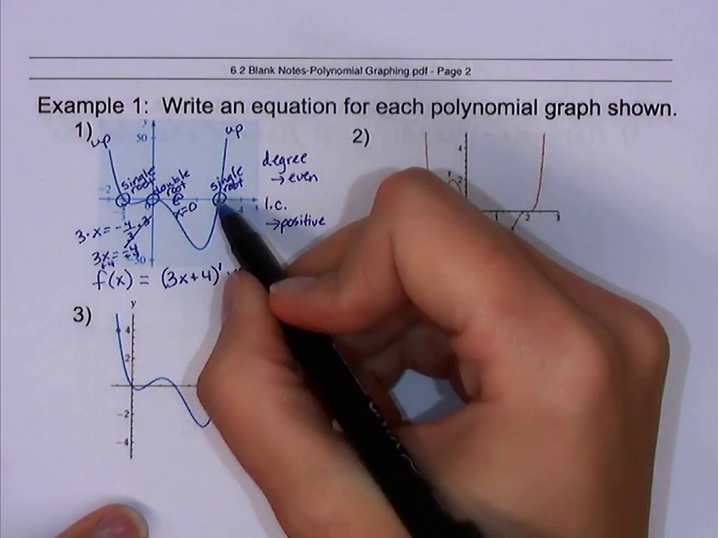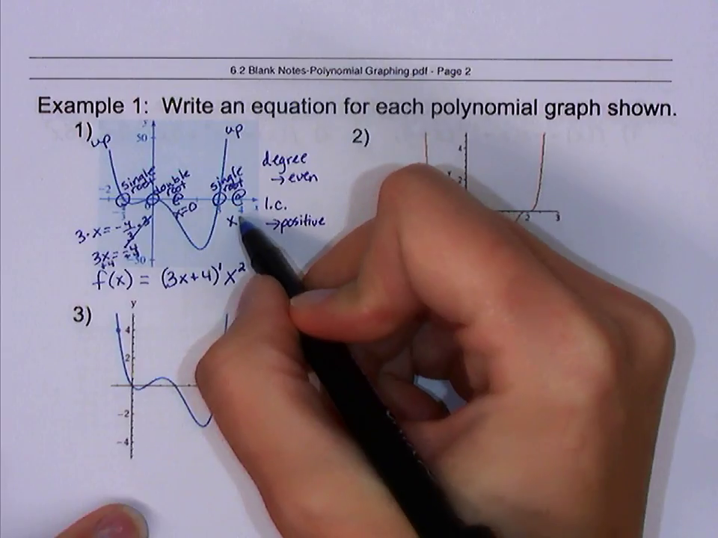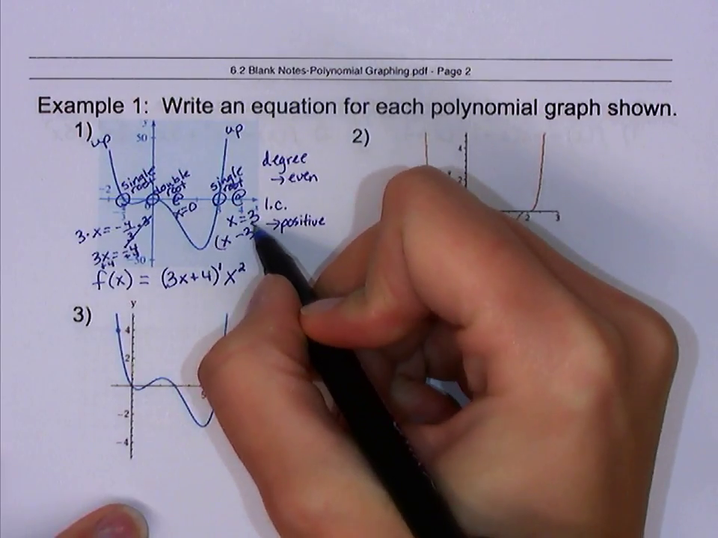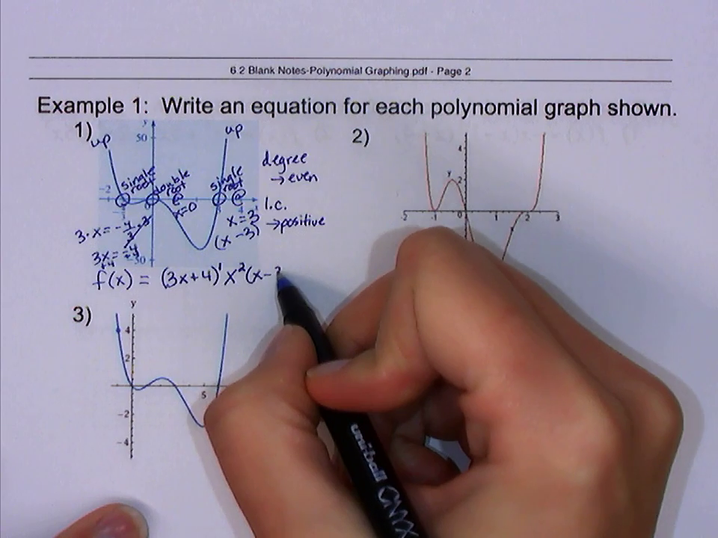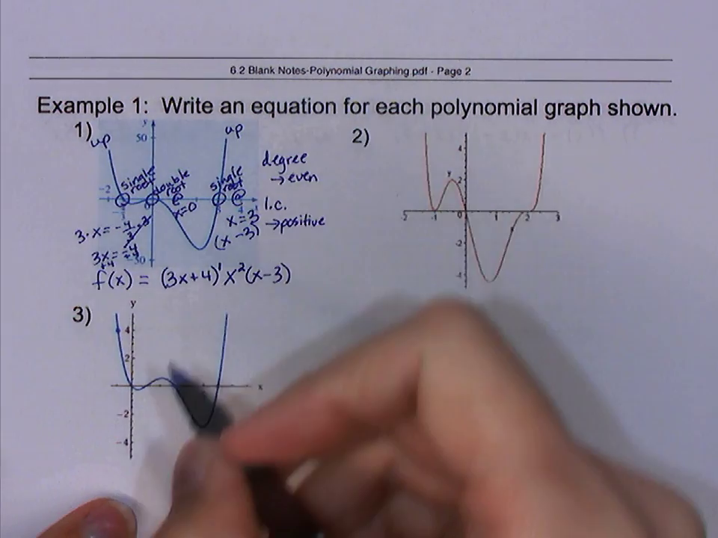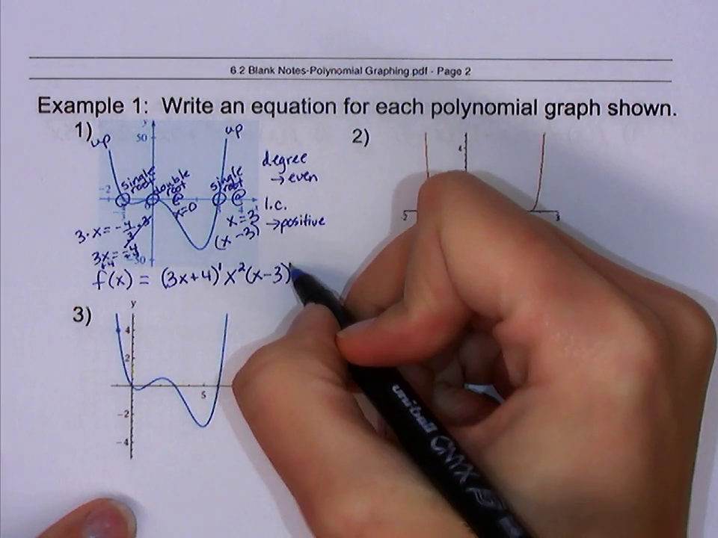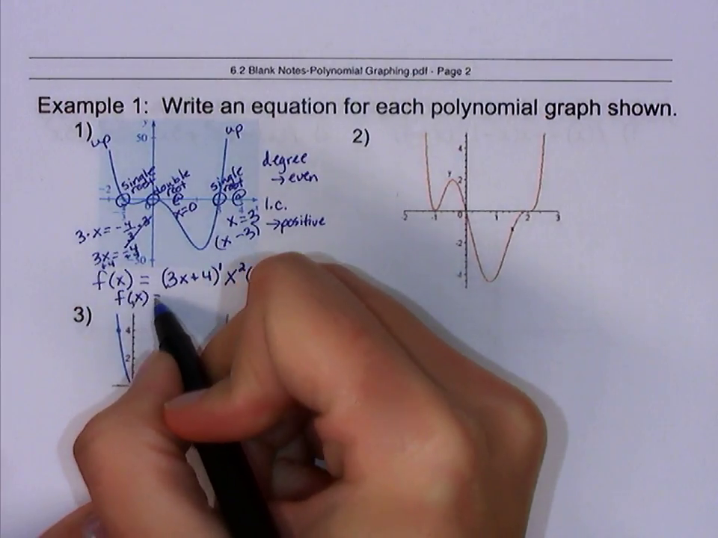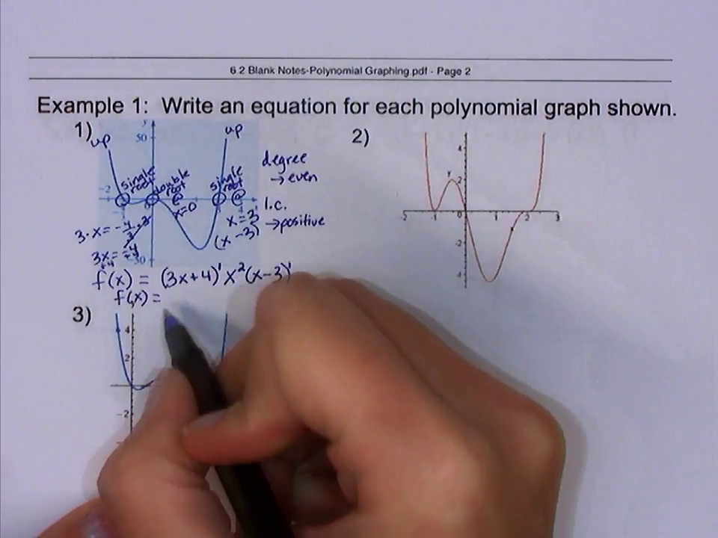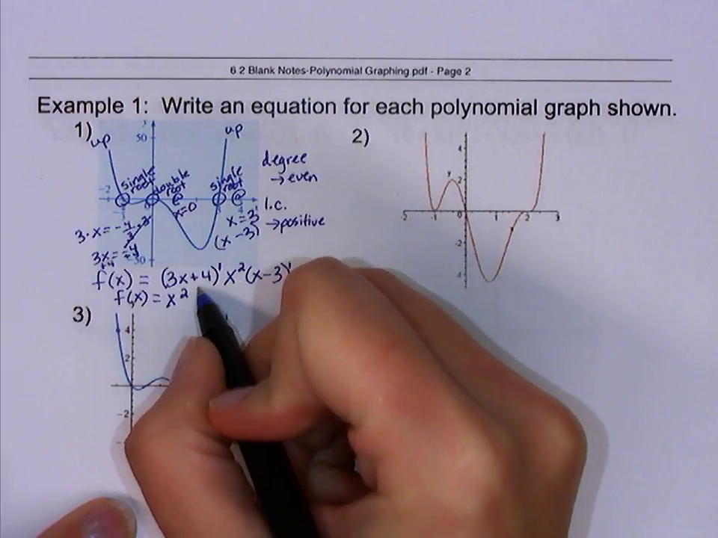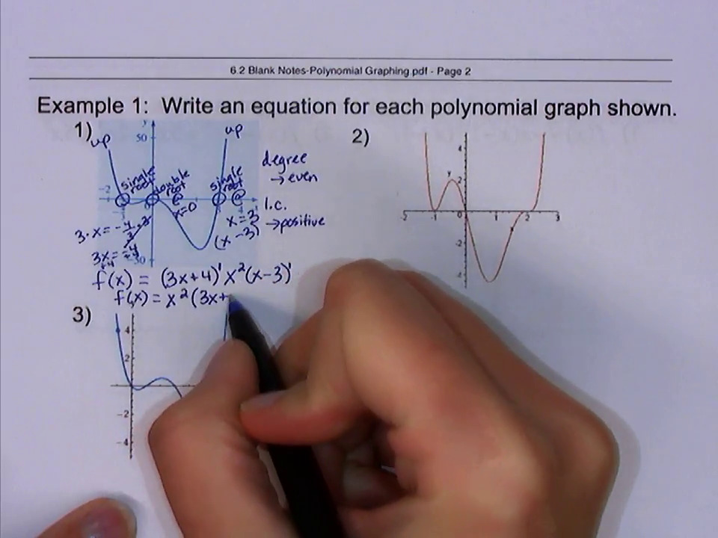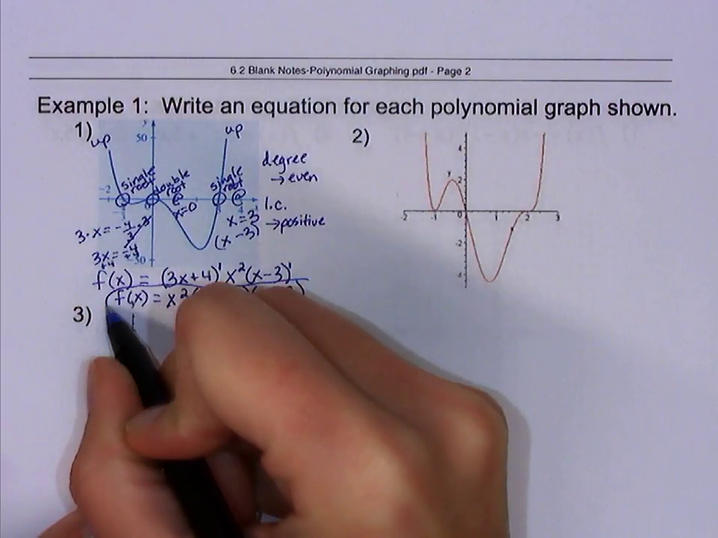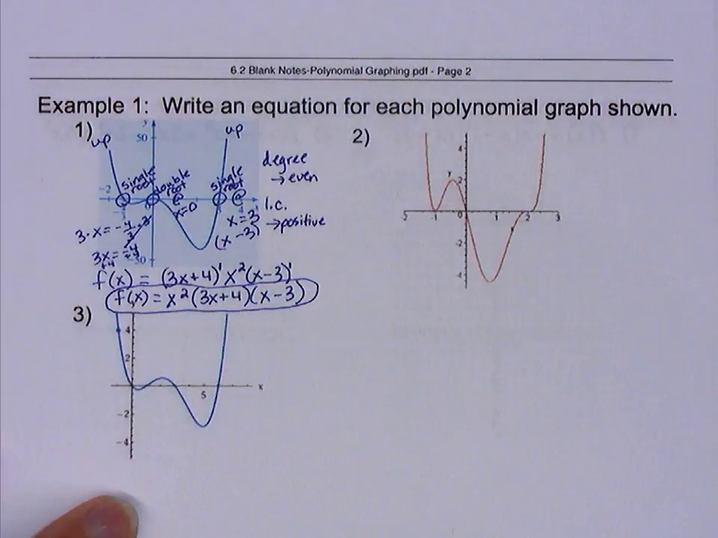And then we have another single root at 3. So again, go backwards. Your factor would be x minus 3. And then that was a single, so that would be a first power again. Just to simplify it a little bit, most of the time you'll see the x squared out front. And then just 3x plus 4, x minus 3, like that. That would be your final equation.